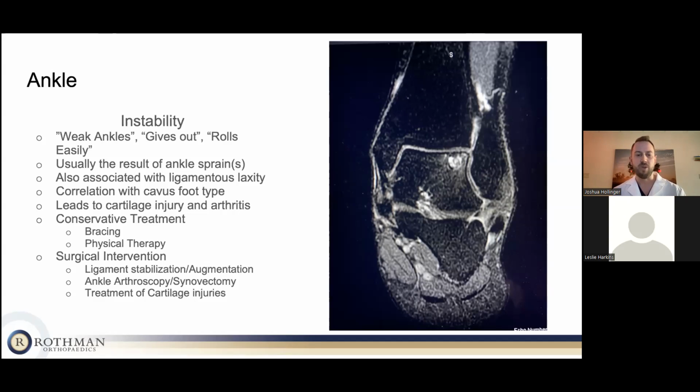Very, very commonly, we'll perform ankle scopes or ankle arthroscopy. We'll remove inflamed tissue in the joint, and we'll also treat those cartilage injuries, those divots that we talked about as well, to prevent the progression of arthritis or slow it down as much as humanly possible.